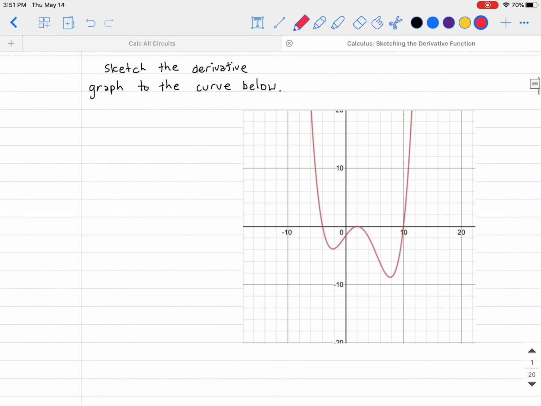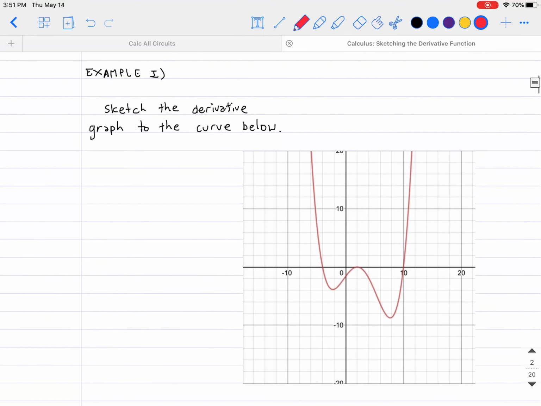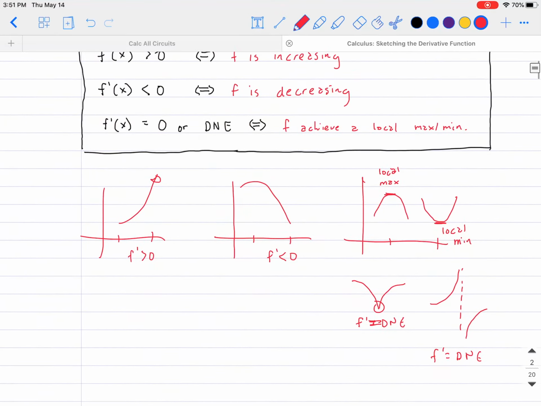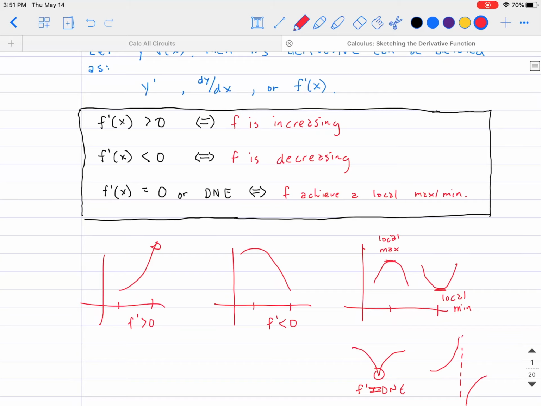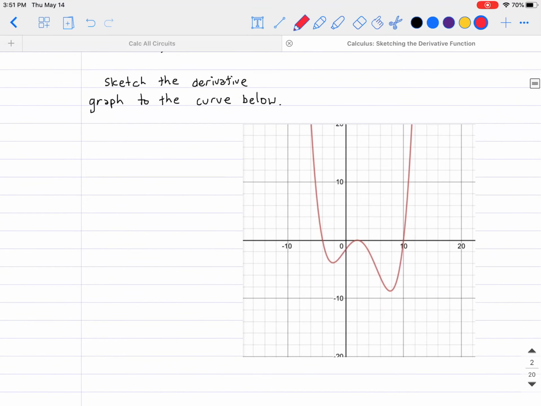So now that we've talked about it, let's go ahead and see how we can apply all of this. In the first example, I want to sketch the derivative graph of the curve below. What we're going to do is apply everything that we just came up with in this black box in order to figure out what the derivative is. The first thing I always like to do when solving for the derivative is to figure out where f prime is equal to 0, because that's usually the easiest case.